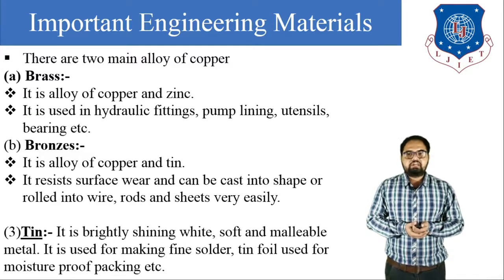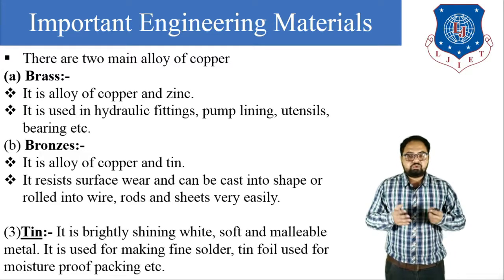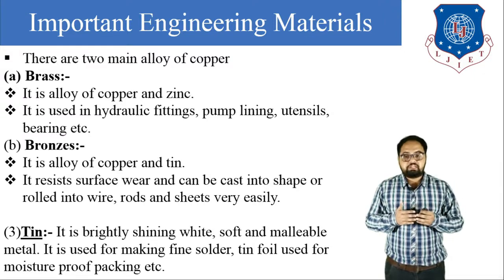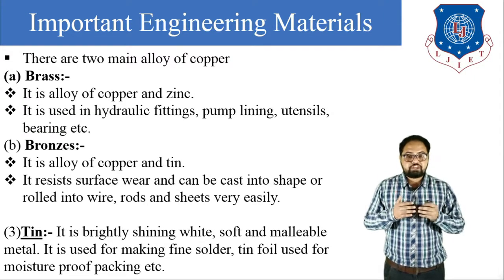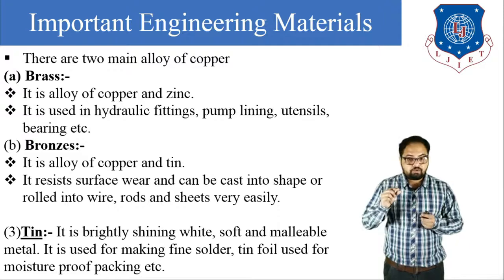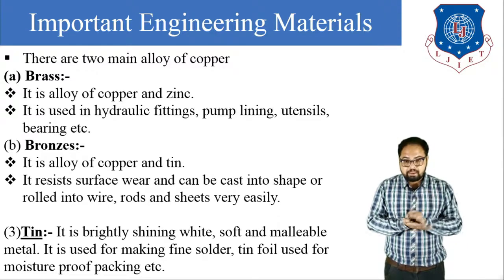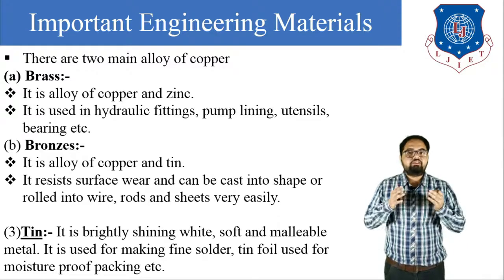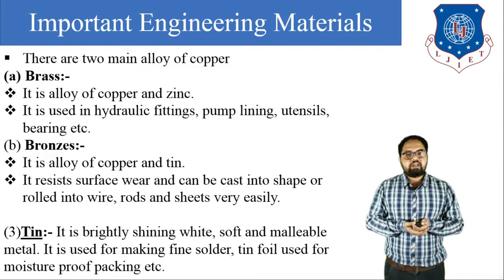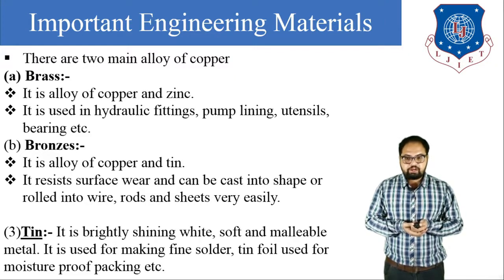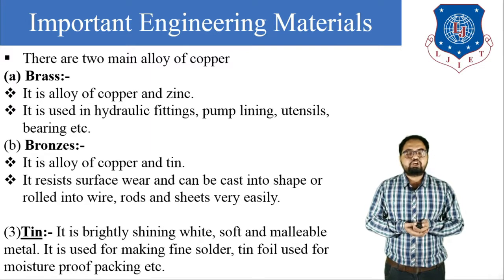The next is tin and its alloy. The color of tin is brightly shining white. It is a soft, malleable material, and it is used for making fine solder, tin foil, and is used for moisture proof packing.